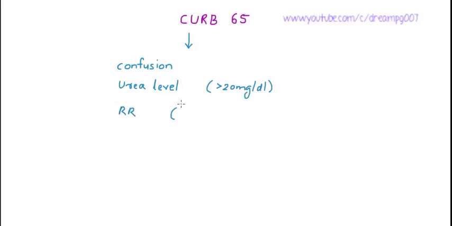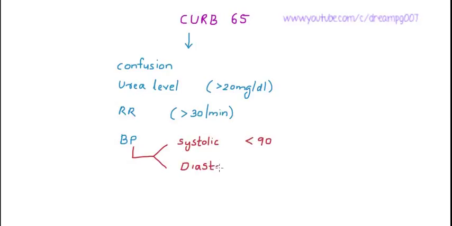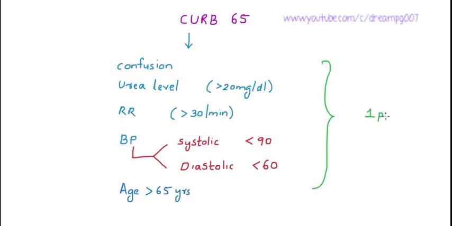Here R stands for respiratory rate greater than 30 per minute is very important. And B stands for blood pressure, and systolic BP less than 90 mm of mercury and diastolic BP less than 60 mm of mercury is very important. And the age of the patient greater than 65 years, it's a risk factor. All these factors, confusion, urea level, respiratory rate, blood pressure and the age is given 1 point each.